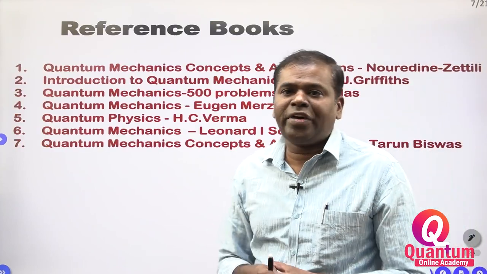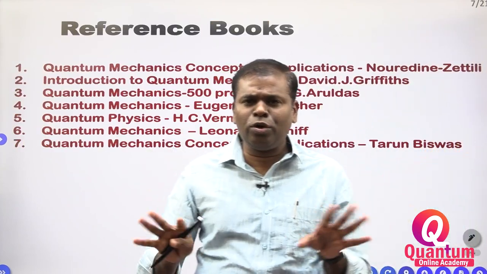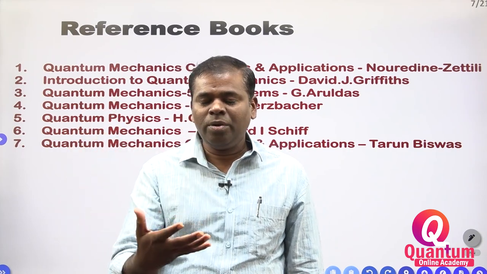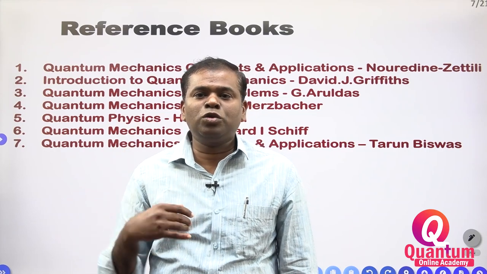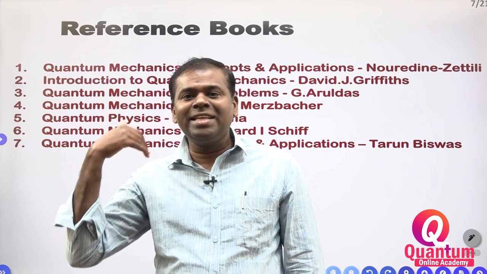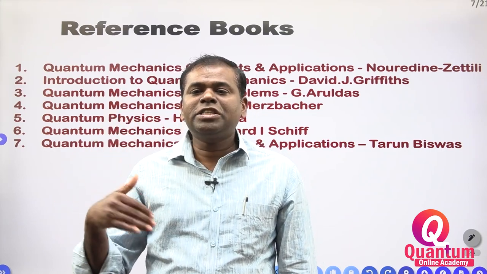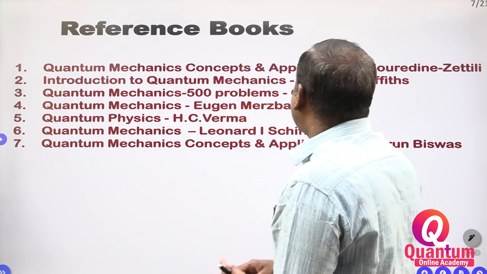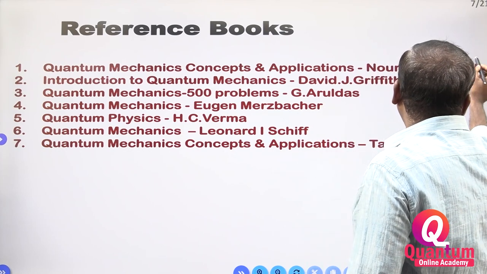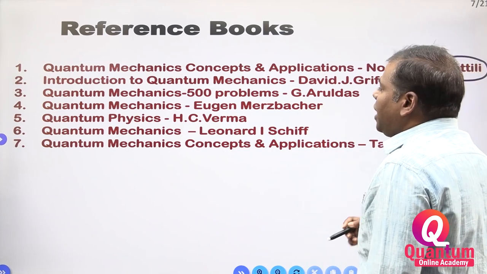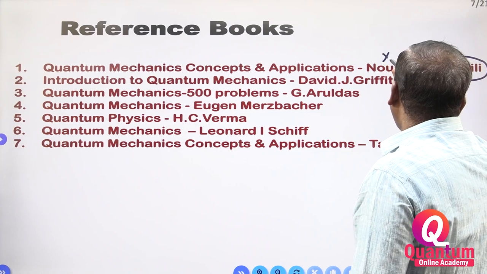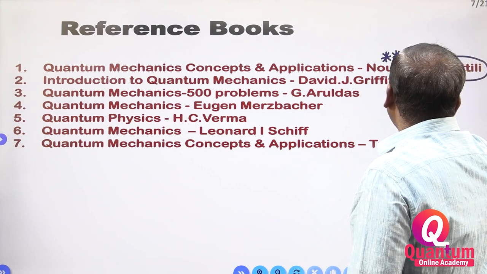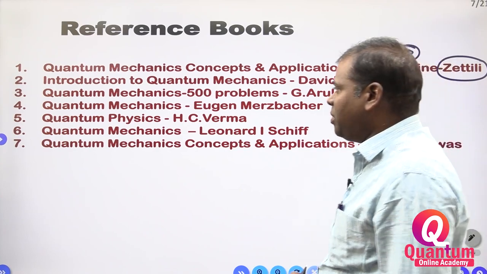Next, what are the reference books you have to follow? Now you know the CSIR syllabus and GATE syllabus I gave. What type of books we have to follow for covering this syllabus? First, number one, Quantum Mechanics: Concepts and Applications, Zettili. This book is very, very nice. You have to purchase and keep it with you. Zettili is a very, very nice book.